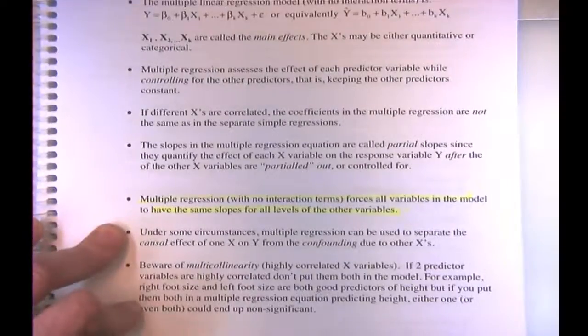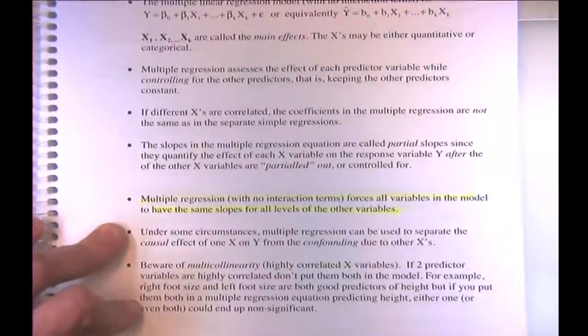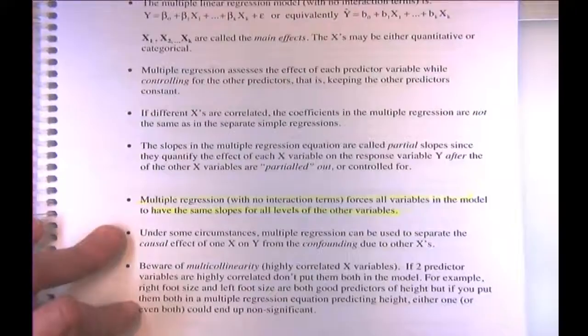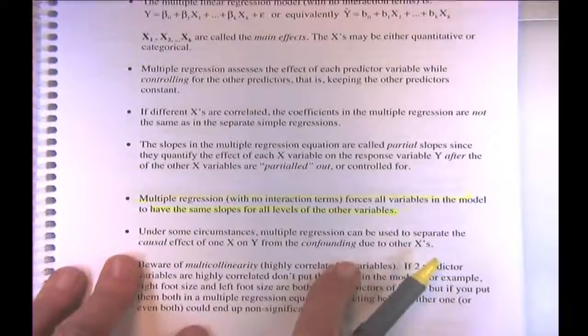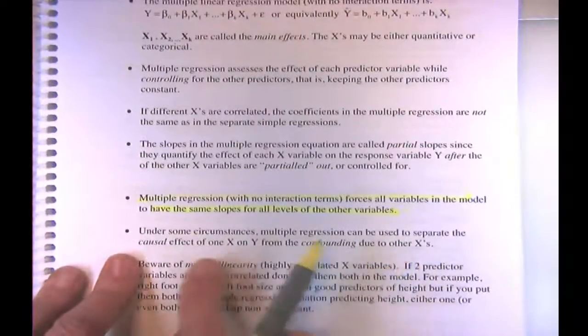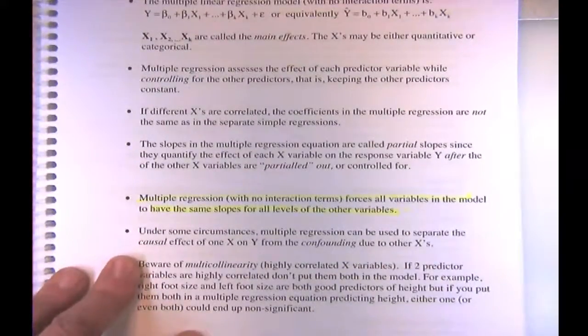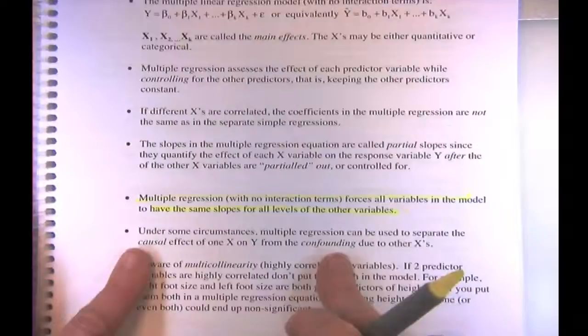It might have a different effect, in which case you have to add an interaction term. But multiple regression without it just means it's going to have the same effect. Those partial slopes assume that they're going to be the same for all levels of the other variable. And it's a nice way to separate the causal effect of one x from the confounding effect, because you're separating out that confounder. You're looking at just the same level of the confounder and seeing what happens then. So it's a very nice way, when you're talking about causation, to assess whether there's causation or not.